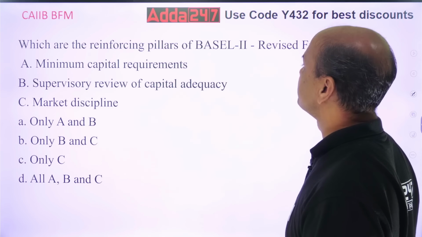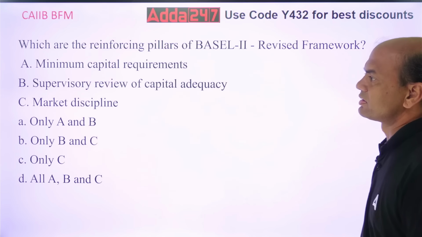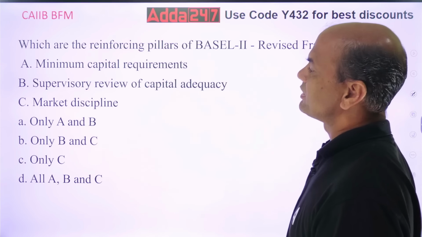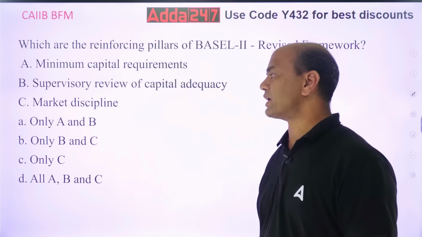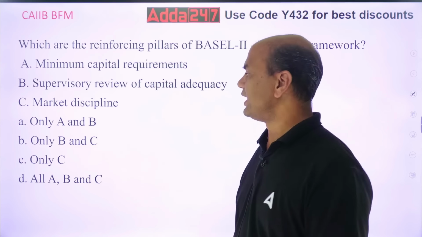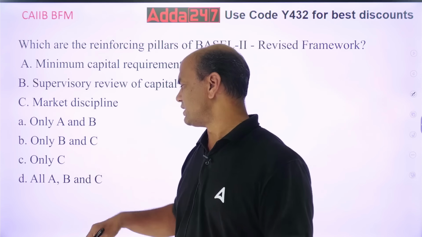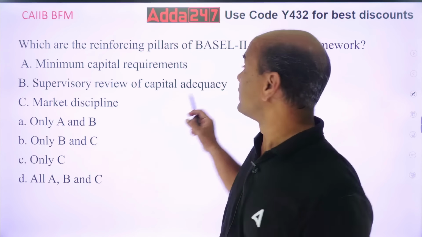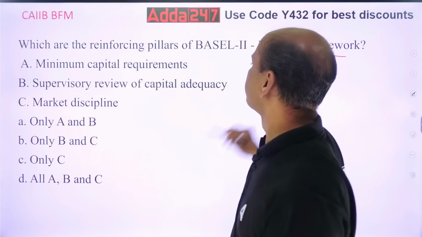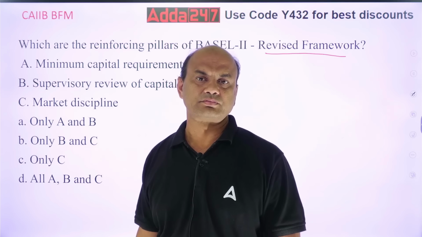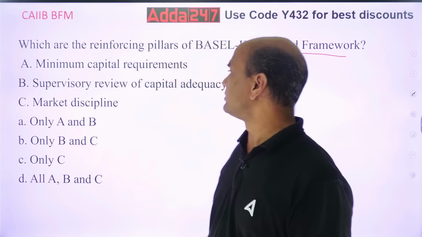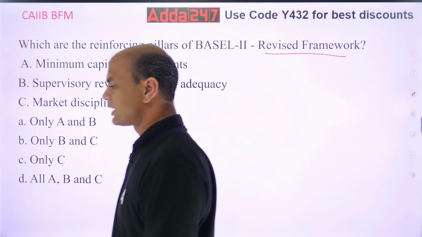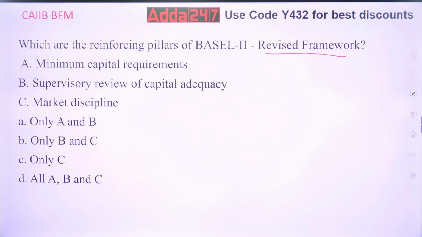Which are the reinforcing pillars of Basel II revised framework? Minimum capital requirement, supervisory review, market discipline. A and B, B and C, and A, B and C. See, Basel II revised framework. So which are the pillars? Is it minimum capital requirement, supervisory review, market discipline? This is the easiest question for CAIIB level. Think over it.